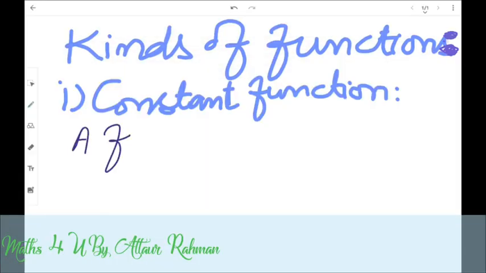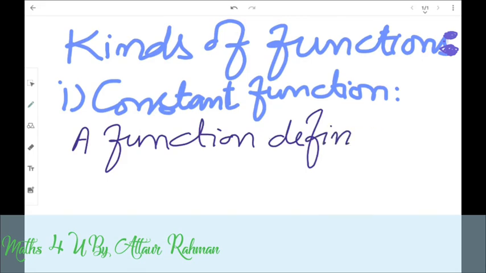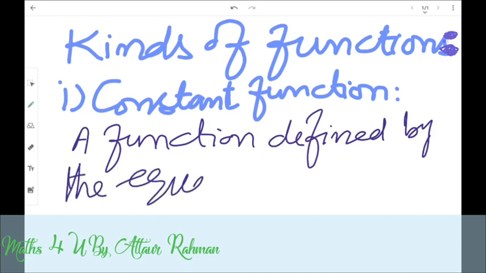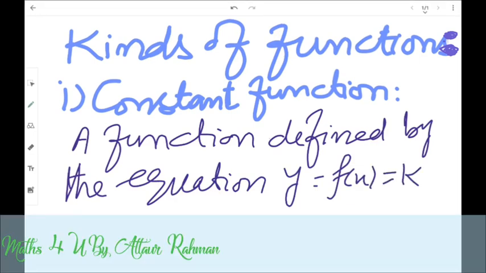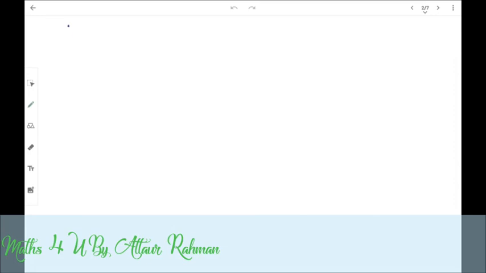Here in this video we will take up just one kind of function, that is a constant function. Let us define this. A function defined by the equation y is equal to f of x is equal to some constant, that is, y is equal to f of x is equal to k. What is this k? This k is a constant which may be positive, negative or zero. And for all x belonging to the domain of the function, it's called a constant function.